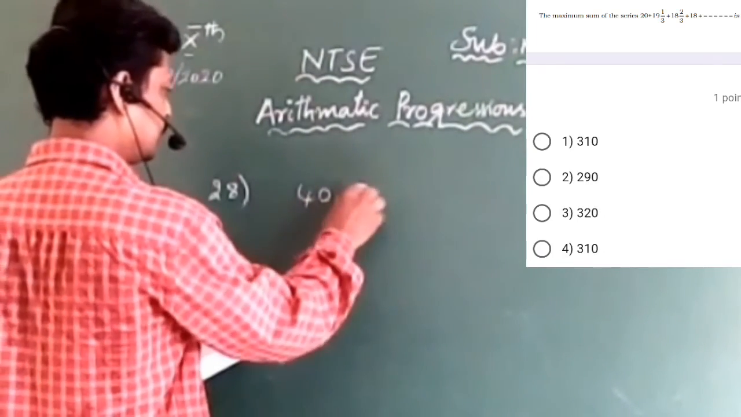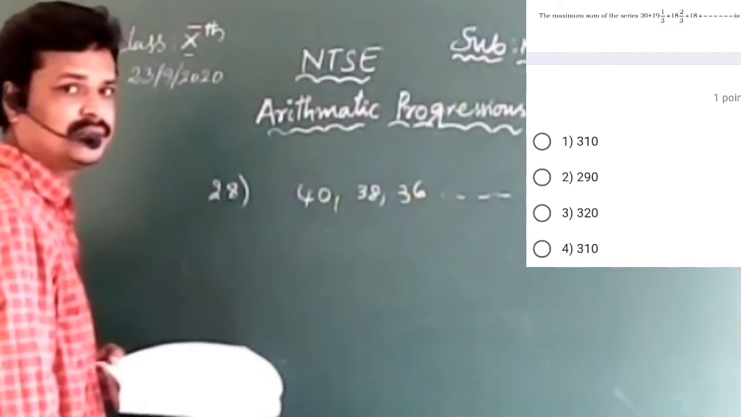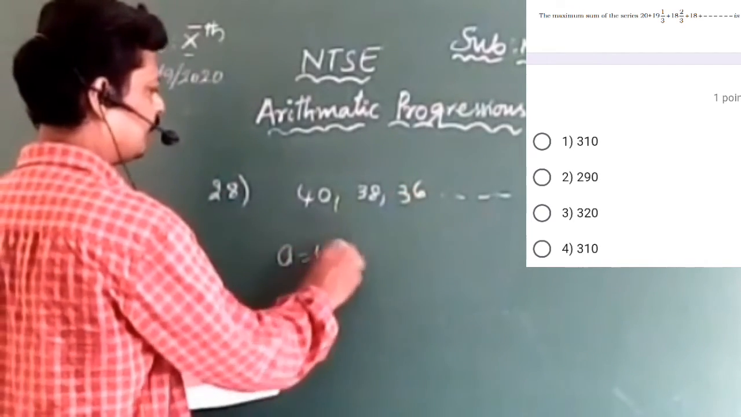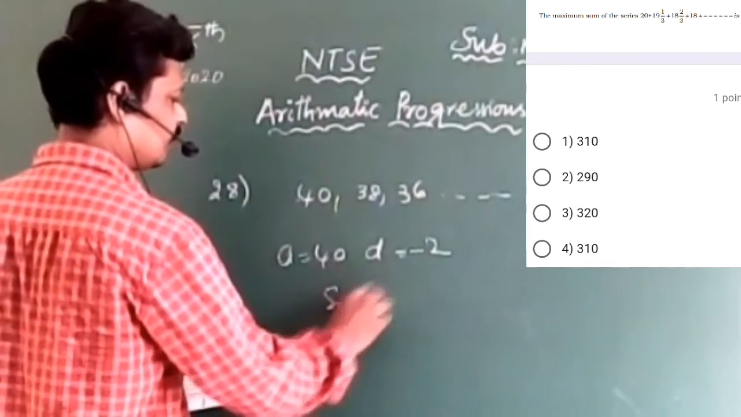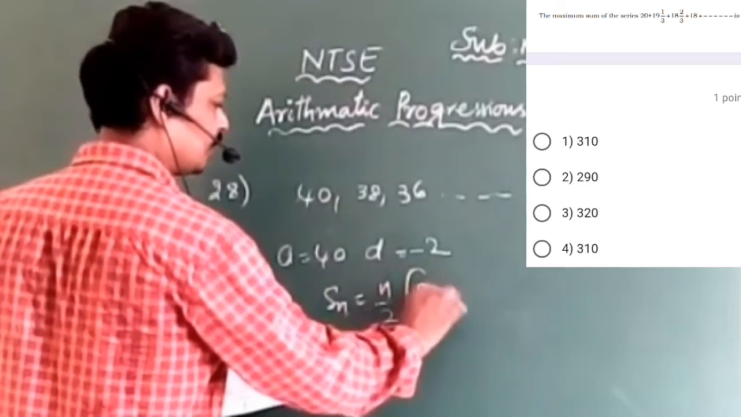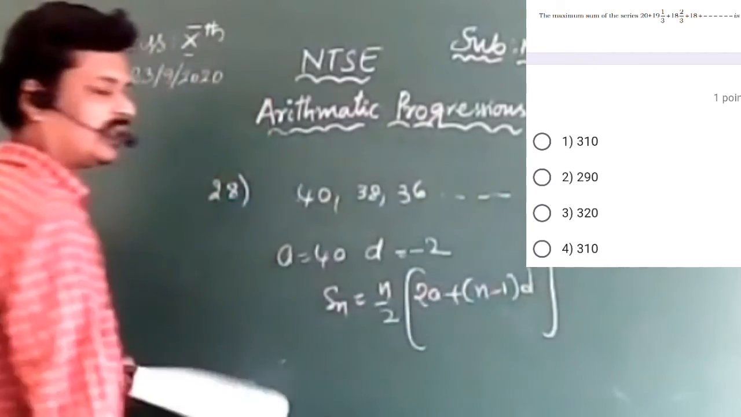40, 38, 36, and so on. Then the sum Sn. Again the a value is 40. The d value is 38 minus 40, which is minus 2. So Sn equals n by 2 into 2a plus (n minus 1) into d, because the last term is not given.